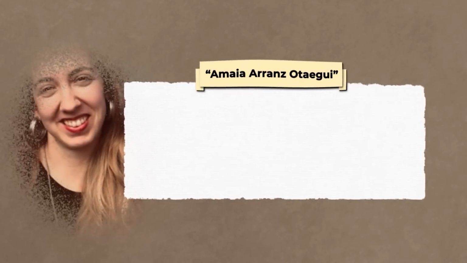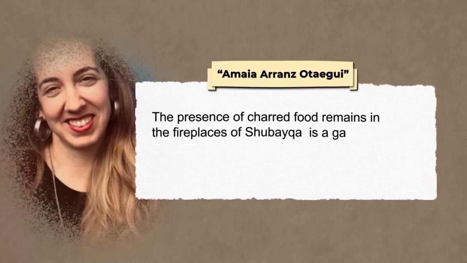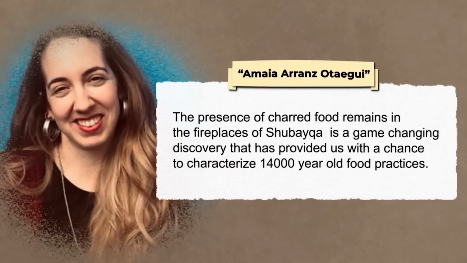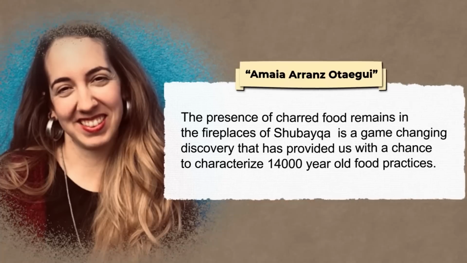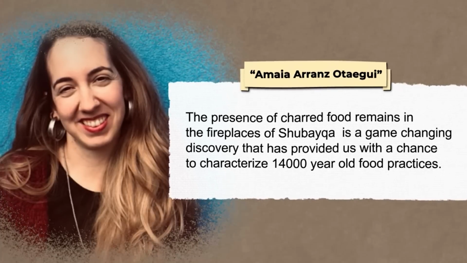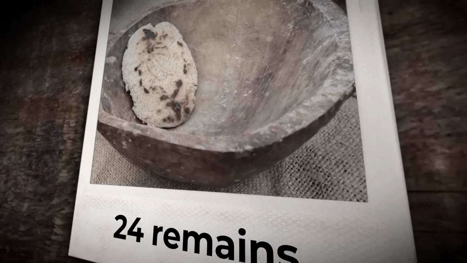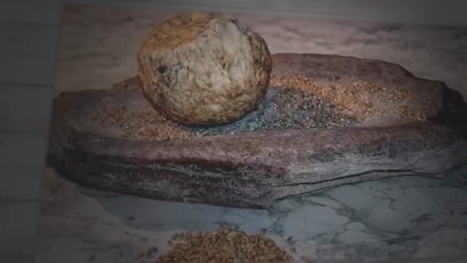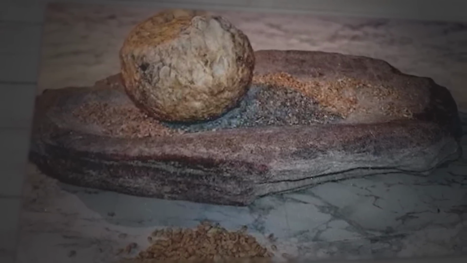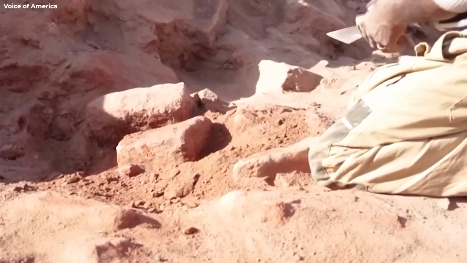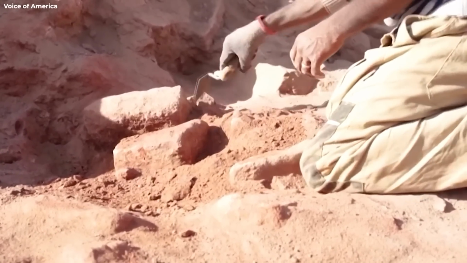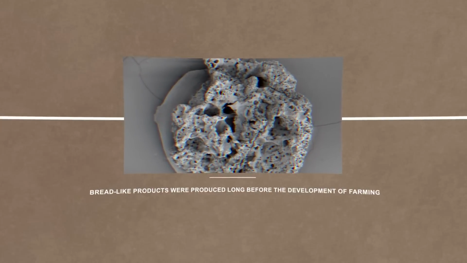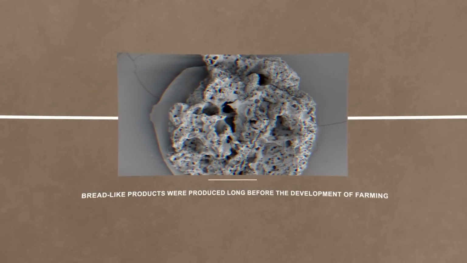According to an archaeobotanist at the University of Copenhagen, the presence of charred food remains in the fireplaces of Shubeika is a game-changing discovery that has provided us with a chance to characterize 14,000-year-old food practices. The 24 remains analyzed in the study show that wild ancestors of domesticated cereals like barley, einkorn, and oat have been ground, sieved, and kneaded prior to cooking. These remains are very similar to unleavened flatbreads found at several Neolithic and Roman sites in Europe and Turkey. This provides evidence that bread-like products were produced long before the development of farming.